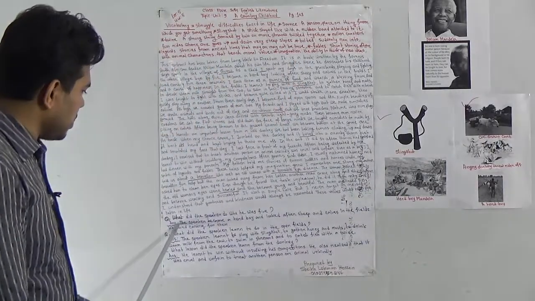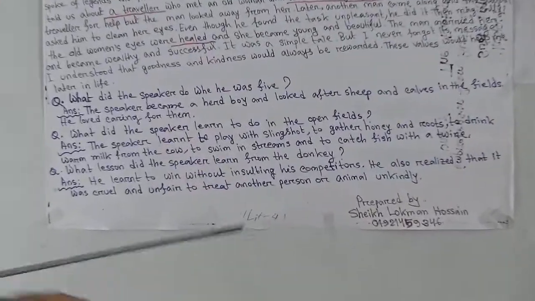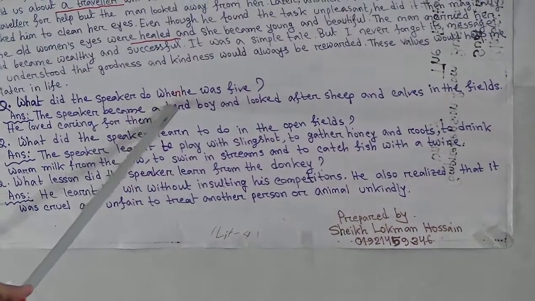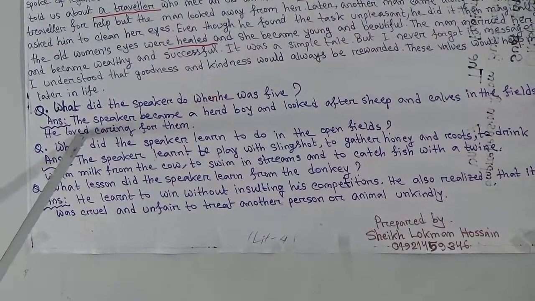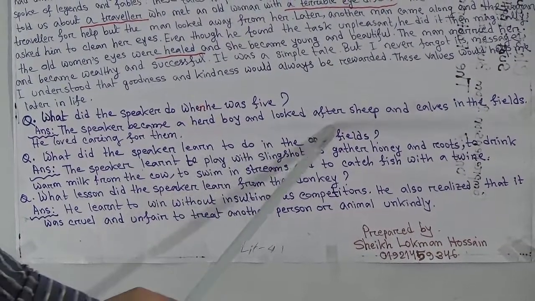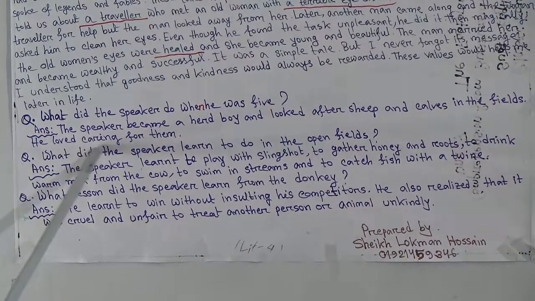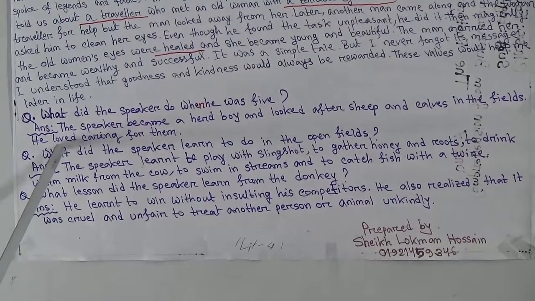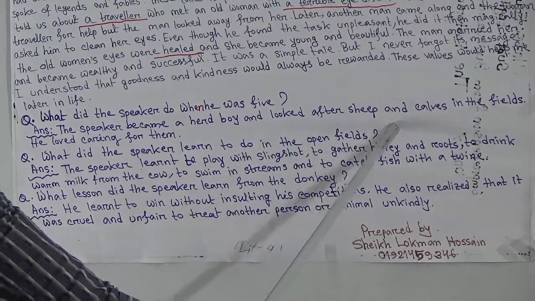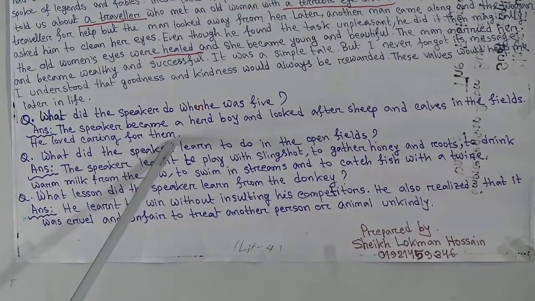Okay, my first question is, what did the speaker do when he was 5? The answer is, the speaker became a herd boy and looked after sheep and cows in the fields. He loved caring for them.